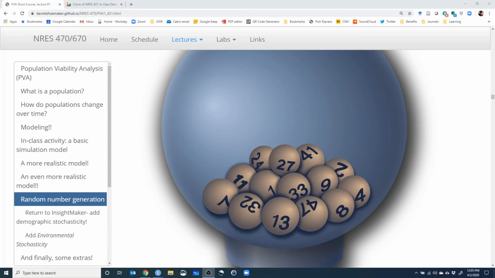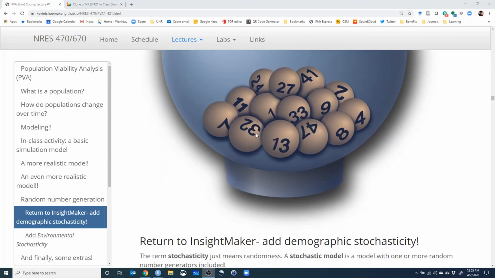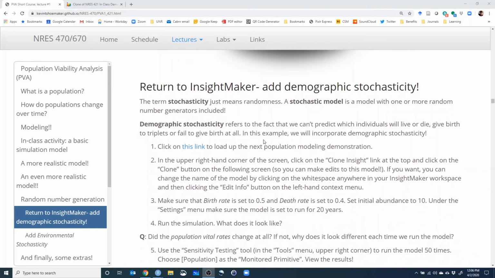So if you'd like to get some more details about random number generators, feel free to scroll down, but I'm not going to go through that right now. Instead, what I'd like to do is go back to Insight Maker. And we're going to add stochasticity into our models.